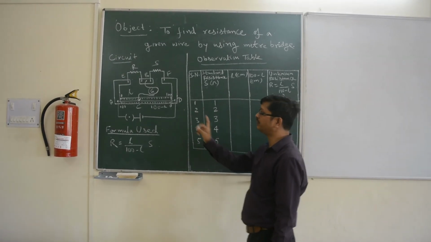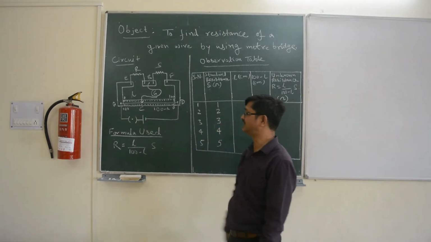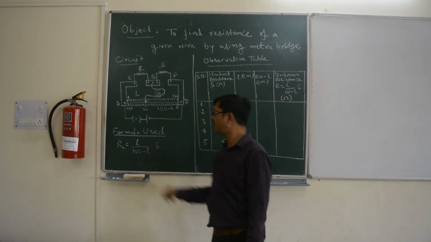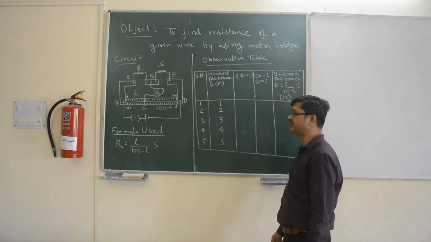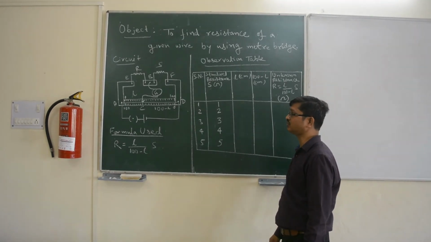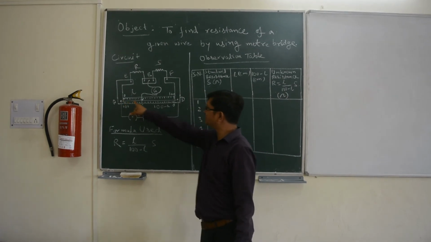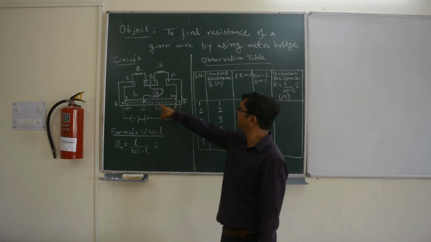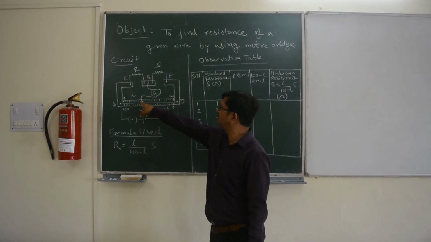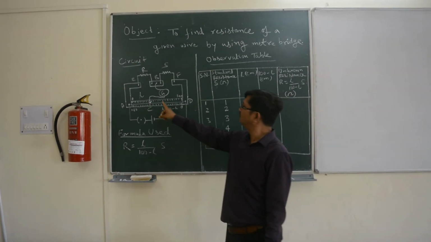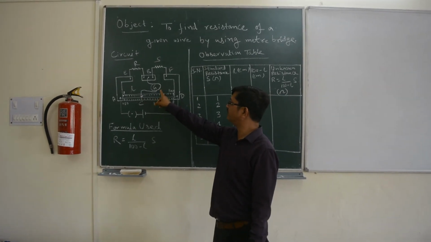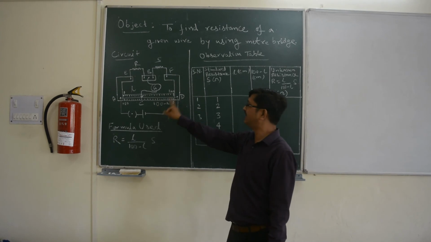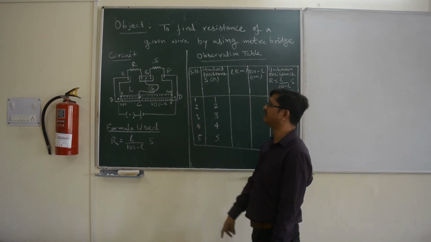But that ratio would be equal to L by 100 minus L. So the formula that we would be using for finding the unknown resistance is R is equal to L by (100 minus L) into S. AD is a 1 meter wire which is made of manganin, and we will move this contact point here, which is called the jockey. When we find zero deflection in the galvanometer, we will find the length AC, that will be L, and then CD will be 100 minus L.